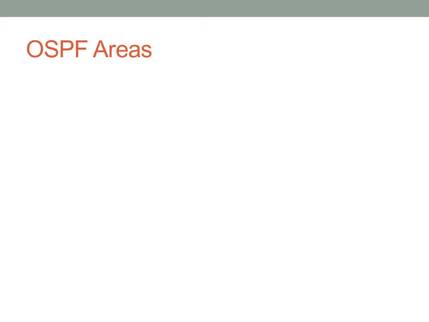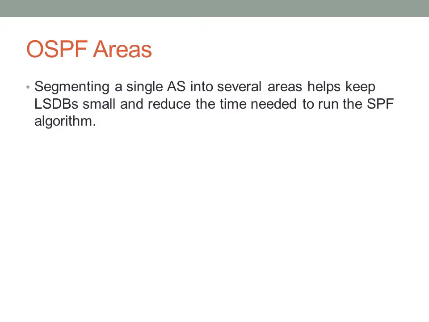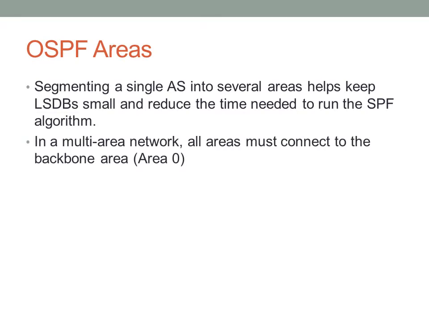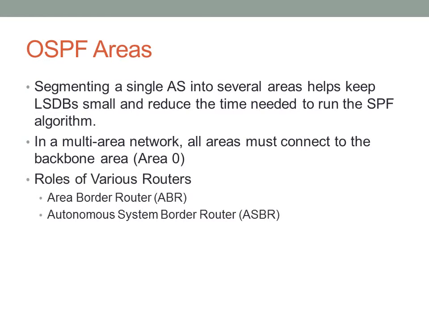So now we're going to talk a little bit about OSPF areas. The idea here is that we want to segment a single autonomous system into several different smaller areas. The goal is to keep our link state databases fairly small, because remember, SPF is a fairly CPU-intensive algorithm. We don't want to have to run it on a very large link state database, so it pays to actually subdivide your OSPF topology into different areas. In a multi-area network, you have to connect all areas to Area 0. Area 0 is considered the backbone area.